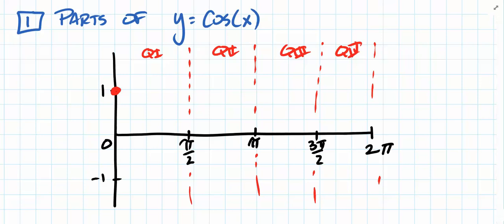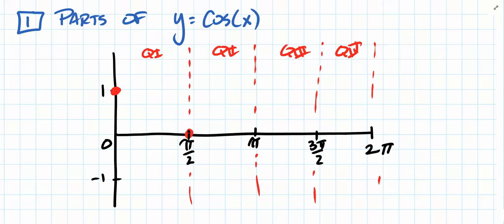Let's go over to the angle of pi over 2. What's the cosine of pi over 2? It's 0. So I know that the point (pi over 2, 0) has to be on the curve of the cosine of x. Do you see how this is taking shape? Very similar to the sine curve, right? We're establishing our 5 dots that we use to sketch cosine curves.